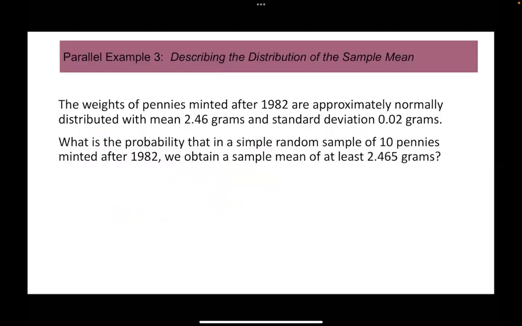So we will need to find the mean and the standard deviation. That's the first thing we're going to do here. The weight of pennies minted after 1982 is approximately normally distributed with a mean of 2.46 grams and a standard deviation of 0.02. We took a simple random sample of 10 pennies minted after 1982, and we're looking for the probability that the sample mean is at least 2.465.